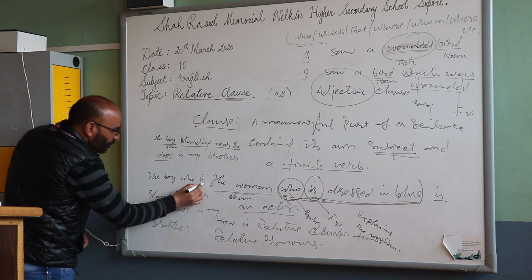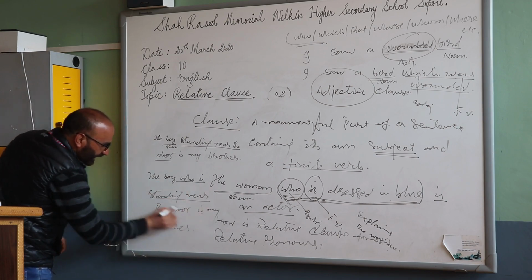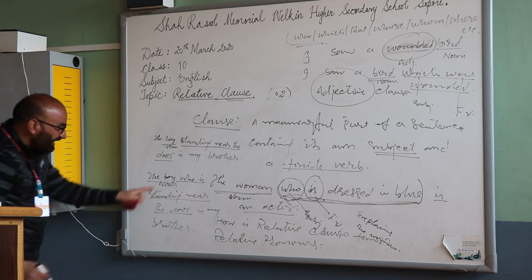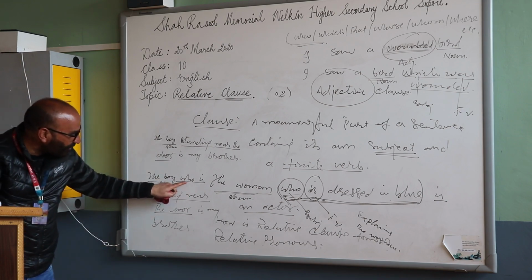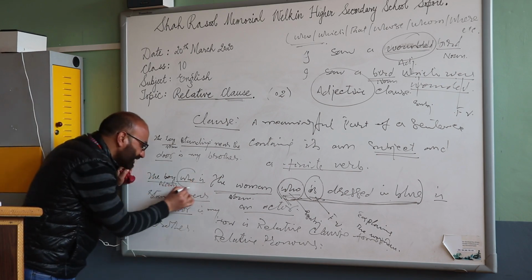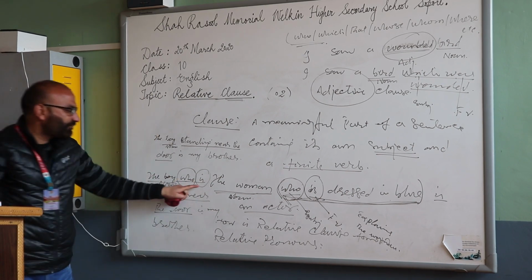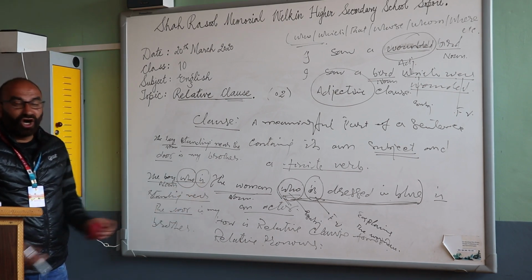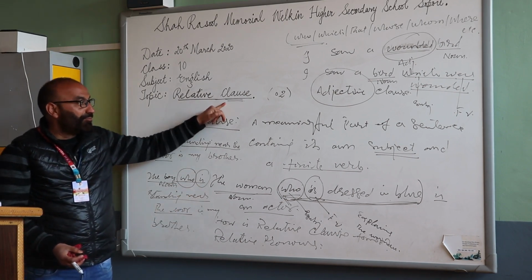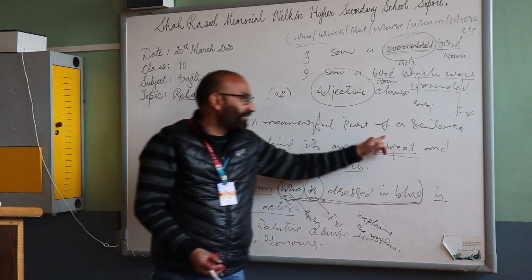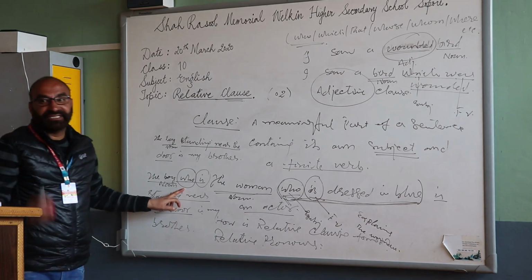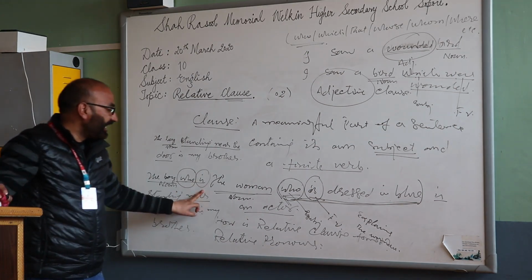Look, the boy who is standing near the door again explains the noun. But this time the noun is clear with the help of who is. This who is the subject. This is the finite verb. So a clause must be a meaningful part of a sentence containing its own subject. Without a subject and a finite verb there cannot be a clause.